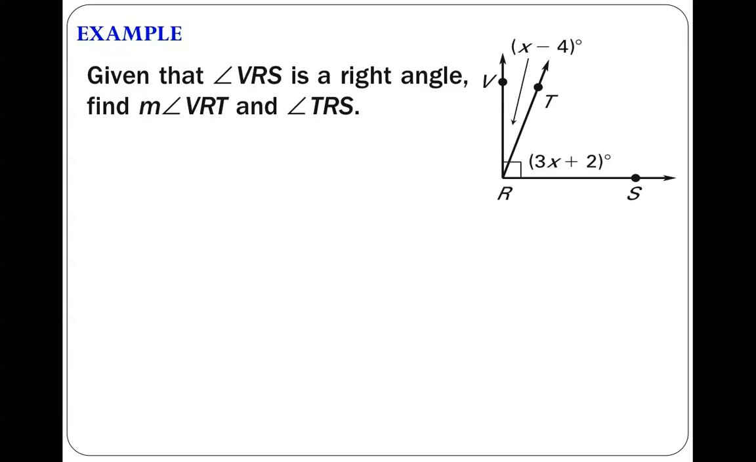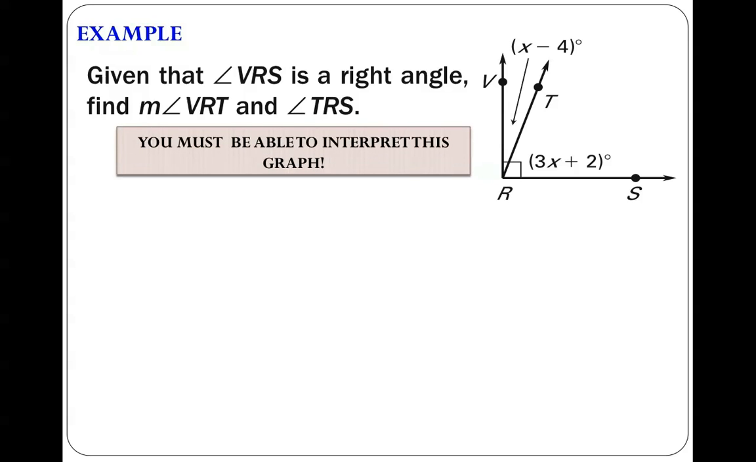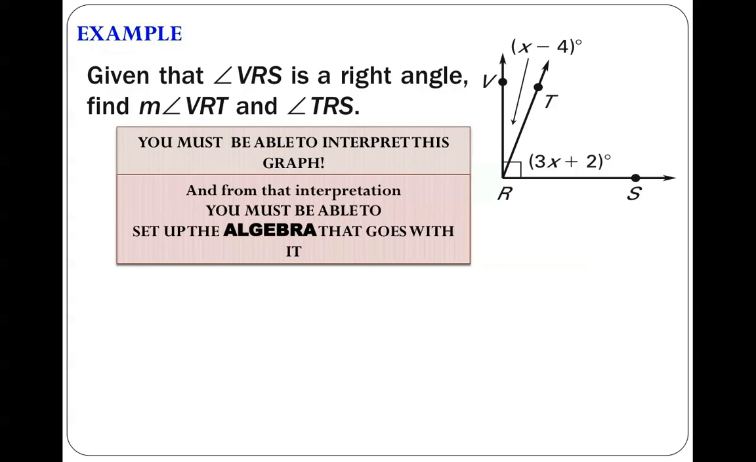And then you're going to go ahead and solve this, or you're going to set this up using that angle addition postulate. So think of an equation that you could set up using that. So again, you have to be able to interpret the graph, and you have to be able to apply the algebra that goes with it. So you've got that angle, VRT comes from this, TRS comes from that, added together they give you 90. So you go ahead, solve. So go ahead and try to do that.